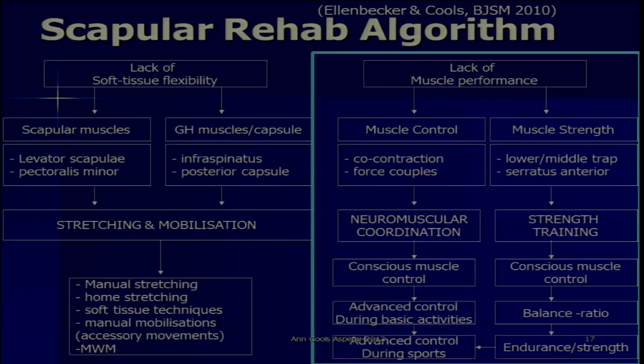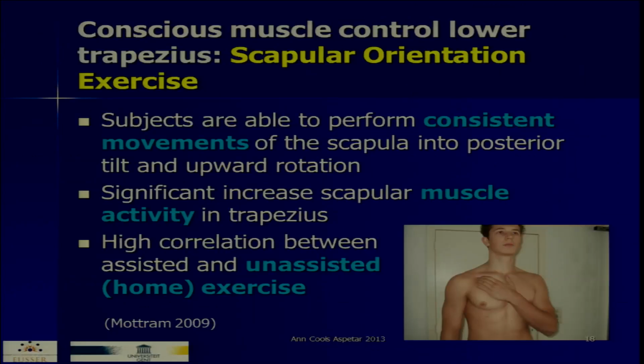Now going to the right side, I already told you that depending on the problem, if you have a control problem or a strength problem, there might be different pathways. However, in general, we all say, and that was also already stated by Ben Kibler previously, that we first have to correct the scapular position. And we do that by performing conscious exercises of repositioning the scapula. One of the exercises that is popular and is published by Sarah Mottram from the Kinetic Control Group is what we call the Scapular Orientation Exercise.